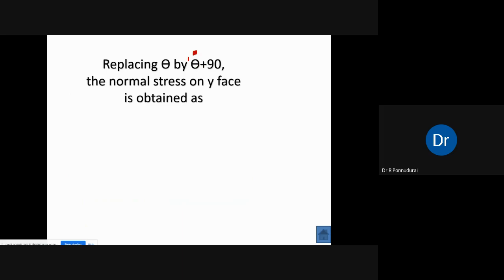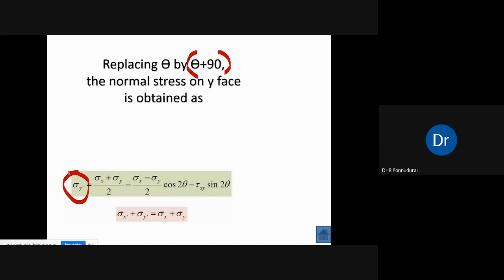In case we replace theta with theta plus 90 degrees, the normal stress on the y face, sigma y dash, can be obtained. Instead of theta, we can go for theta plus 90. This is the main condition actually: sigma x dash plus sigma y dash is equal to sigma x plus sigma y. We can check it. After finding the values of sigma x dash and sigma y dash, we can check with this relationship whether it is correct or not.